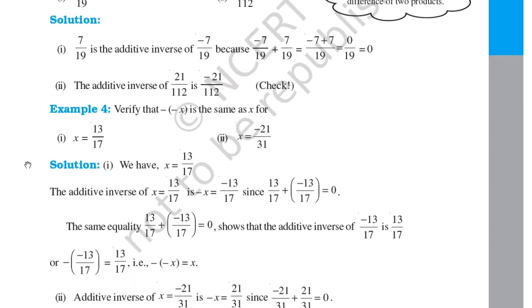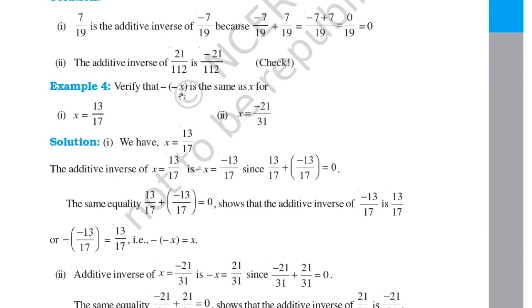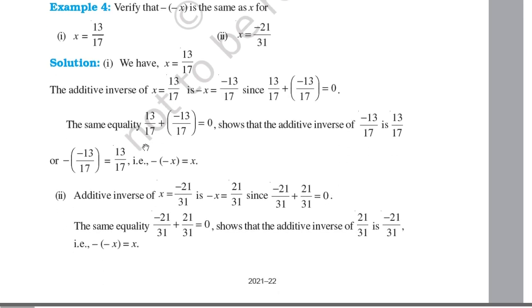So verify that minus of minus x is the same as x, for x is equal to 13 by 7. So the additive inverse of 13 by 7 is minus 13 by 7, since 13 by 7 plus minus 13 by 7 is equal to 0. The same equality, 13 by 7 plus minus 13 by 7 is equal to 0, shows that the additive inverse of minus 13 by 7 is 13 by 7. So minus of minus 13 by 7 is 13 by 7, that is, minus of minus x is x.